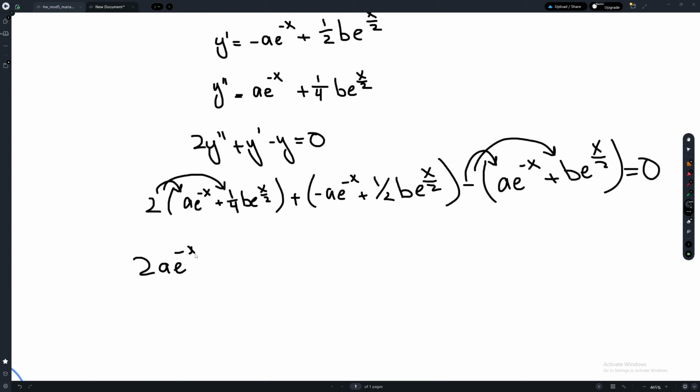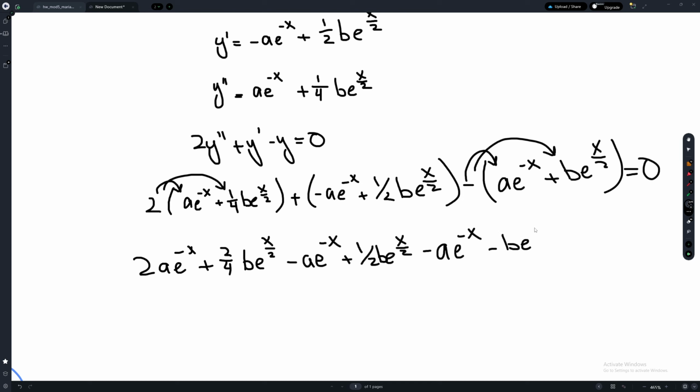It's 2a e^(-x) plus 2 over 4, which is 1 over 2, right? This becomes 1 over 2 when you do 2 over 4. We'll do it in 2 steps. There you go. And this negative just becomes negative. Nothing happens to this term, really. And then this negative distributes in, so you'll get minus a e^(-x), minus b e^(x/2), and all this equals 0.